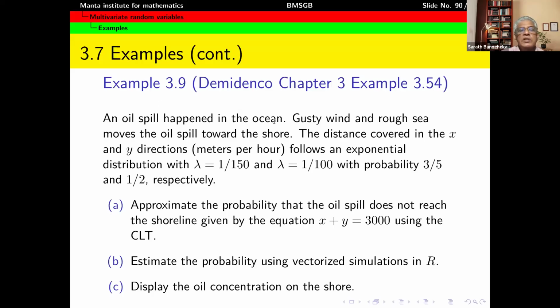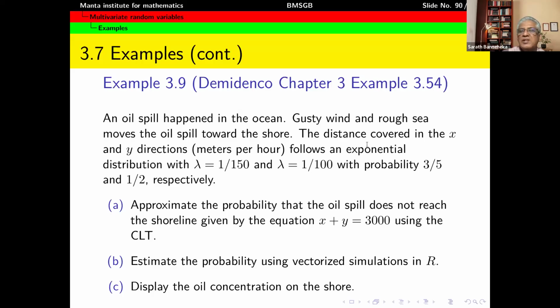An oil spill happened in the ocean. Gusty winds and rough sea move the oil spill towards the shore. The distance covered in the x and y directions, in this case the values are given in meters per hour, is also coming from the same book, but it's a different problem. Example 3.54. So the movements are in meters per hour, and it says that the movements are exponential. In the x direction, the movements are exponentially distributed with rate equal to 1 over 150. That means mean movement is 150 meters per hour. And the other one in the y direction, lambda is equal to 1 over 100. That means the mean movement is 100 meters per hour, with probability 3 over 5 and 1 over 2 respectively.